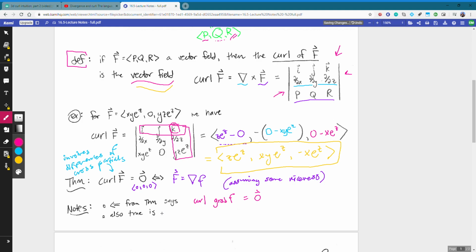Another statement that's also true. You might think, well, what about maybe the other way? What about grad curl F? Well, here this actually doesn't make any sense to write down. The curl of F is a vector field, and the gradient needs an actual scalar function. And so here, this actually doesn't make any sense.